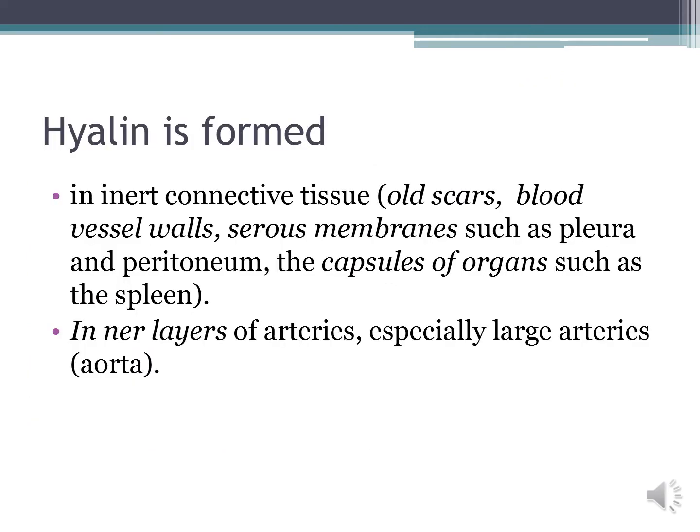Hyalin is formed in inert connective tissue like old scars, in blood vessel walls, serous membranes such as pleura, peritoneum. We can see hyalin in capsules of organs, for example, in spleen. Also in layers of arteries, especially large arteries like aorta.